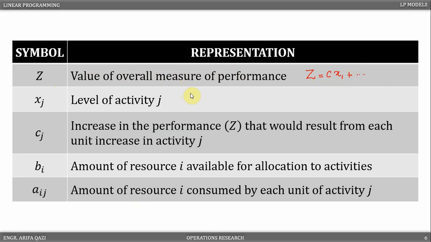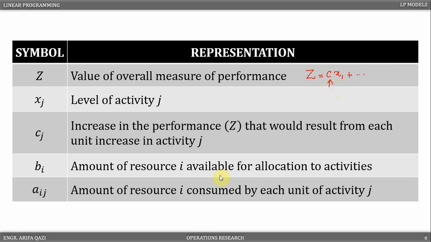xj represents the level of activity or the decision that we have to make for activity j. If we properly define the decision variable at the initial stage of the problem, the modeling for the rest of the problem becomes relatively straightforward. Hence, choosing the decision variable is essentially the first step of a model. cj, which is used in the objective function, represents the increase in performance Z that results from each unit increase in activity j.